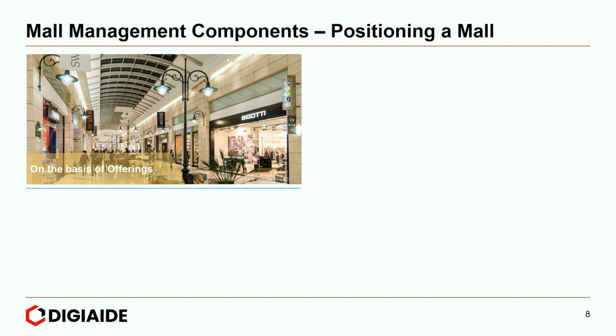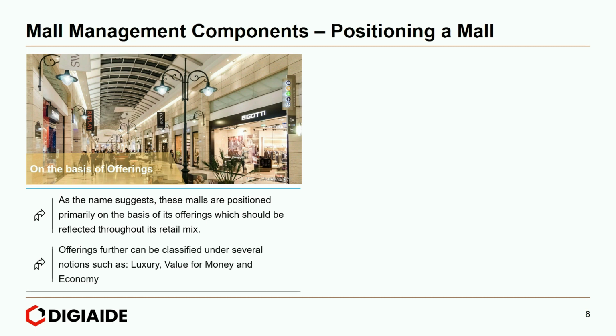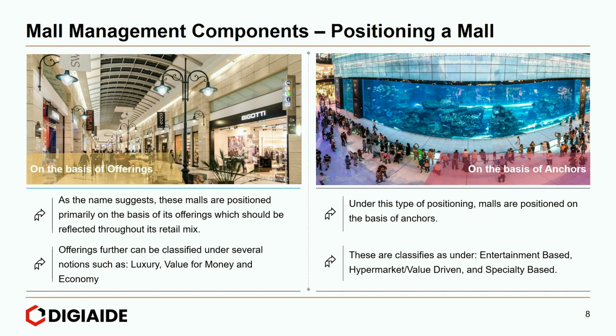Broadly, malls can be positioned in 2 different ways. First, on the basis of offerings. As the name suggests, these malls are positioned primarily on the basis of their offering, which should be reflected through their retail mix. Offerings further can be classified under several notions such as luxury, value for money, and economy. Next, on the basis of anchors. Under this type of positioning, malls are positioned on the basis of anchors. These are classified as entertainment-based, hypermarket value-driven, and specialty-based.